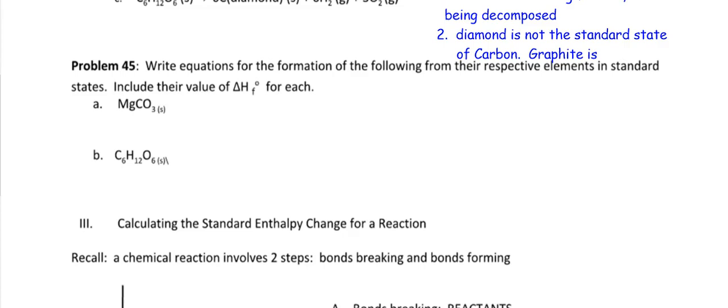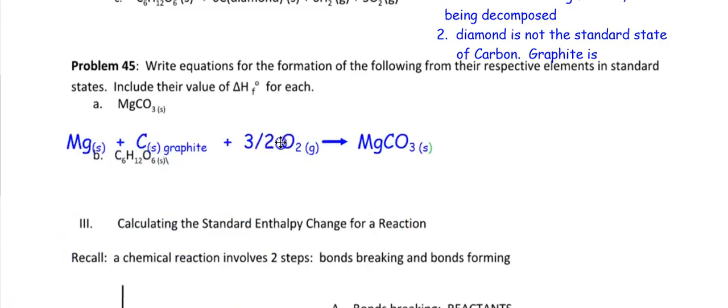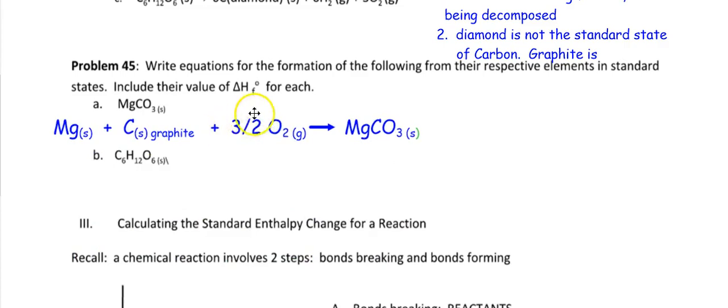All right, so what do I need to make magnesium carbonate? I need some pure magnesium, some carbon, and some oxygen. What is magnesium in its standard state? Solid. What's carbon in its standard state? Solid graphite. What's oxygen in its standard state? O2, gas. So what do you have to multiply the coefficient of oxygen by for that to work? Well, I multiplied it by 3/2, so I have a total of 3 oxygens.